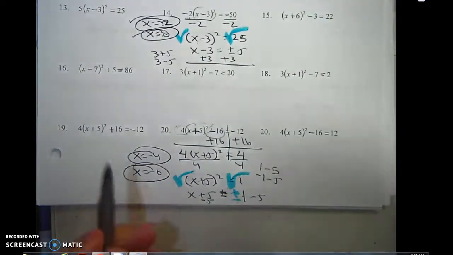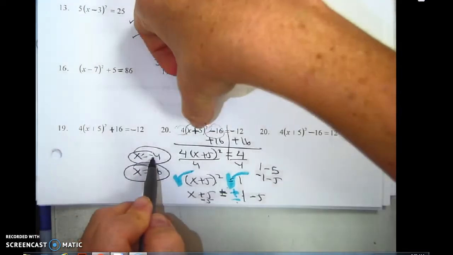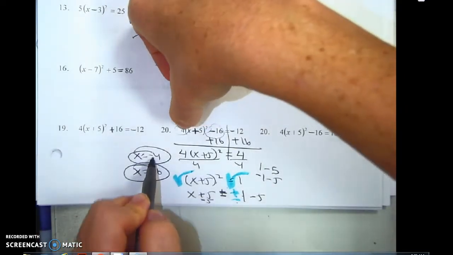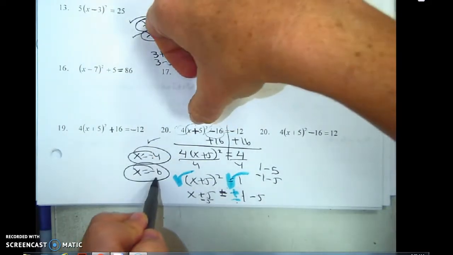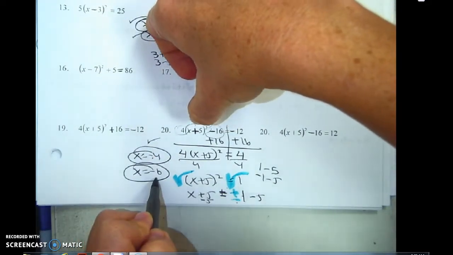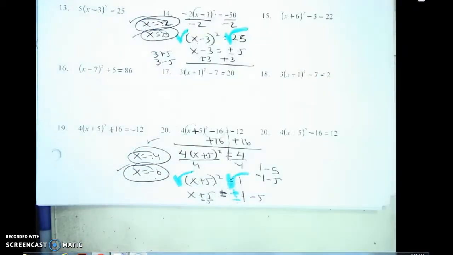Before I submit, let me check. Negative 4 plus 5 is 1. Squared is 1, times 4 is 4. And 4 minus 16 is negative 12. Negative 6 plus 5 is negative 1. Squared is 1. Times 4 is 4. Minus 16 is negative 12. So I'm good to go.